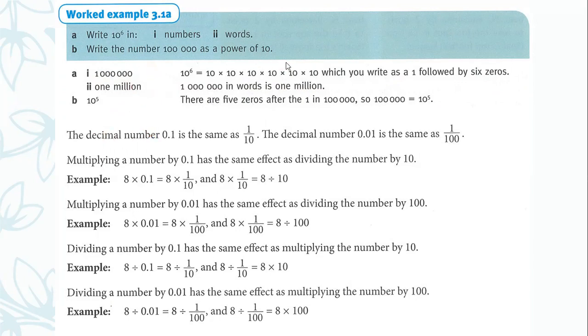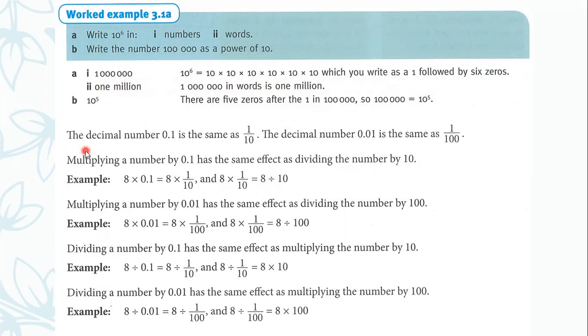Next, part B. Write 100,000 as a power of 10. There are five zeros after one, so we can write it like this.